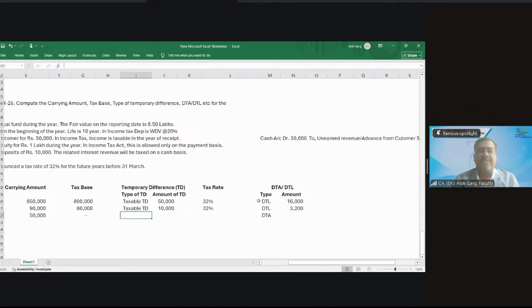If it is a deferred tax asset, which type of difference is there? What is the difference? Difference is 50,000 minus 0. Which type of difference? Deductible temporary difference.